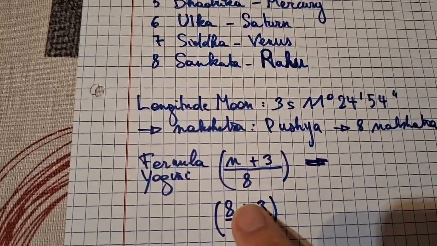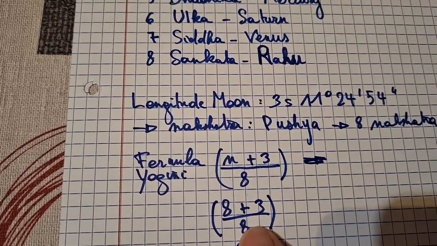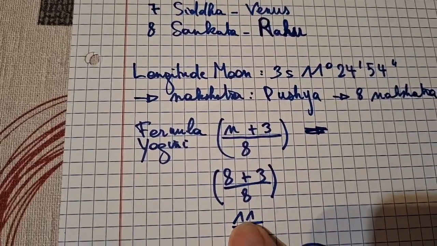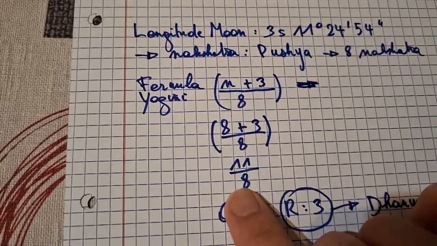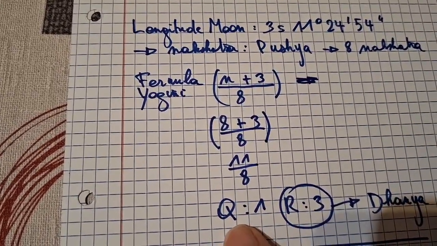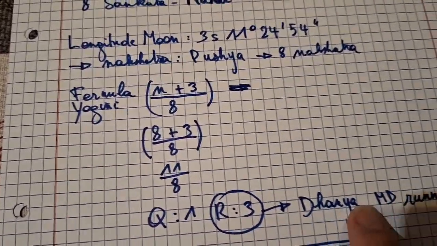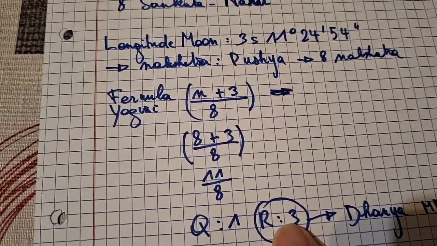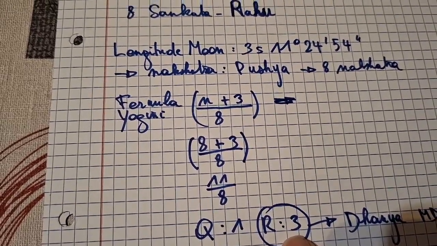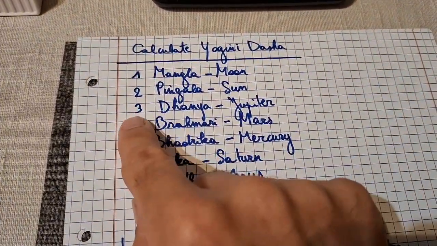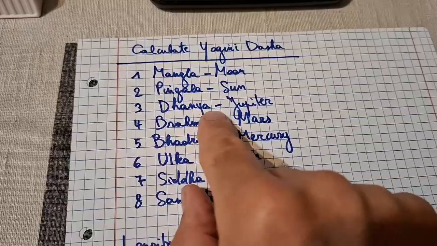So in this case, we get 8 plus 3 divided by 8. That's 11 divided by 8. And then we ignore the quotient and we take the remainder. And that's Danya Mahadasha that's running. So the remainder tells you which Yogini Dasha is running.